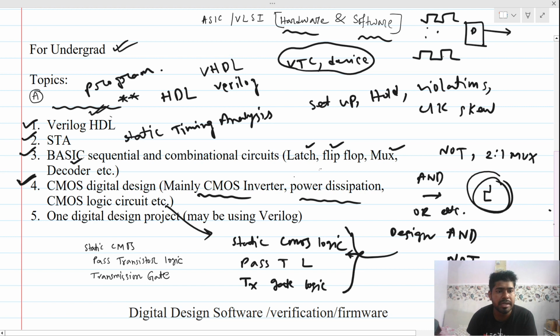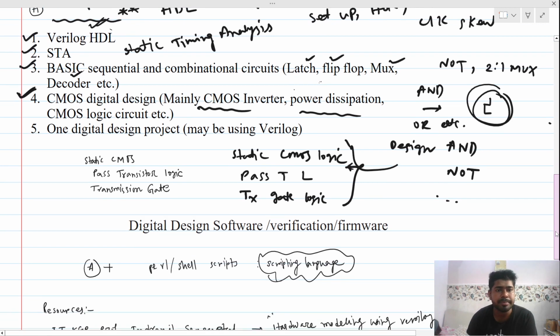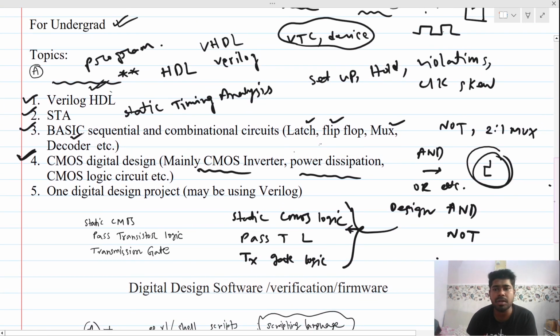Then comes a digital design project, and it may be using Verilog. If you have a project purely on digital design, then the percentage of your selection will increase. If another candidate doesn't have a digital design project and you have one, then your chances of getting selected by the company will be higher. So this was for the hardware section.